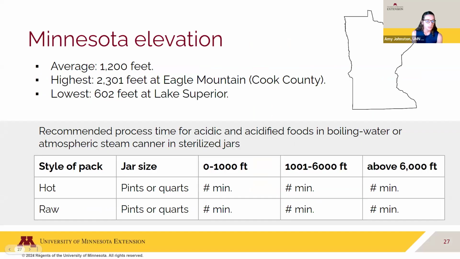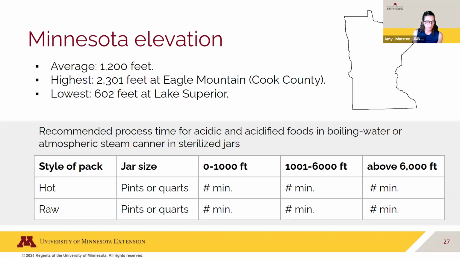So the majority of Minnesota is at an elevation of 1,200 feet. You need to know that to know your processing time. Our highest point is 2,300 feet up at Eagle Mountain, and our lowest point is near Lake Superior. There's also some higher elevations in southwest Minnesota, such as in Lincoln, Pipestone, Rock, Murray, Nobles, Jackson, and Cottonwood counties.